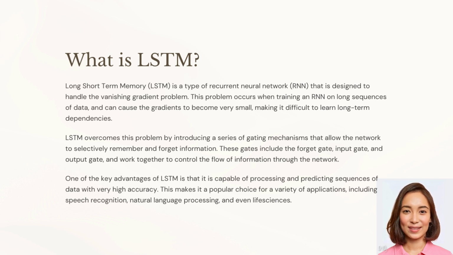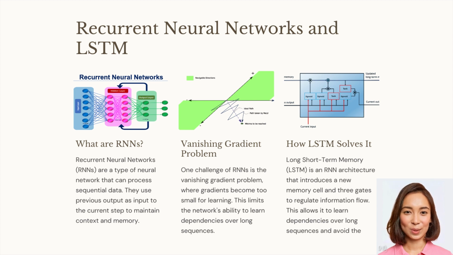information through the network. One of the key advantages of LSTM is that it is capable of processing and predicting sequences of data with very high accuracy. This makes it a popular choice for a variety of applications, including speech recognition, natural language processing, and even life sciences. What are RNNs? Recurrent neural networks.